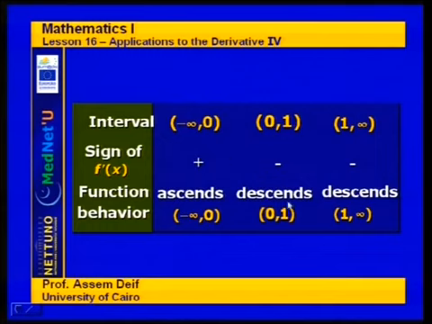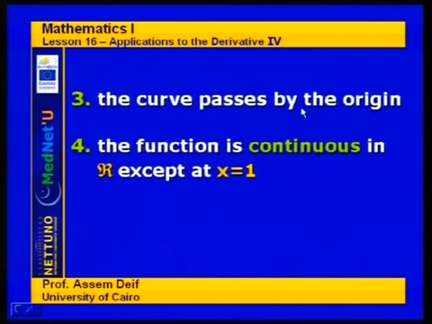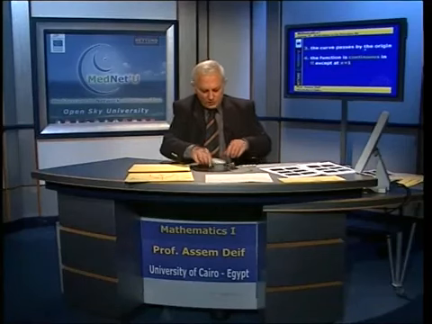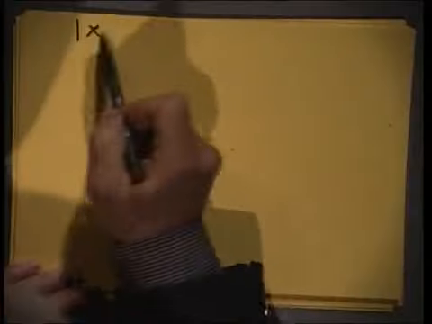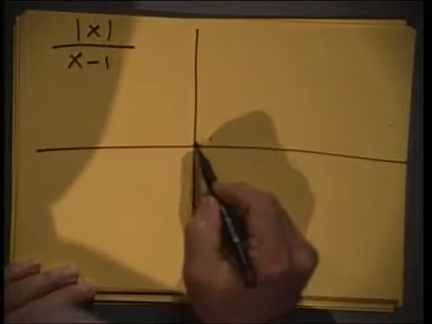Whereas at the point 1, it descends all the time. It's not important because this does not lie in the domain of the function. So you have only one local maximum, at x equal to 0. Also, the curve passes through the origin. Why? Because from here, you have mod x divided by x minus 1. So the curve passes directly through the origin.